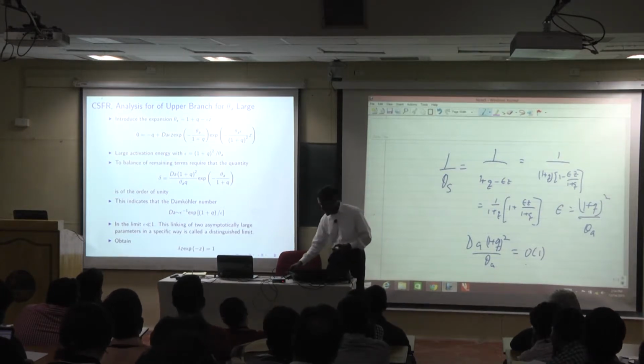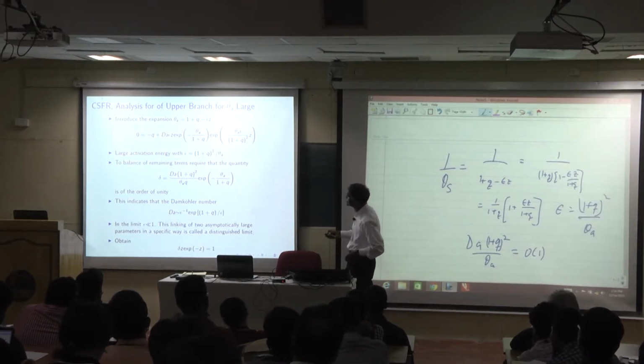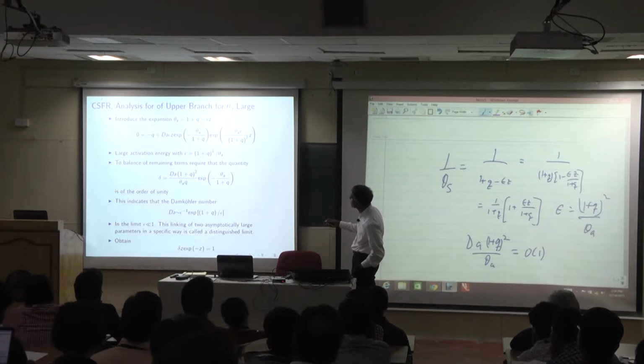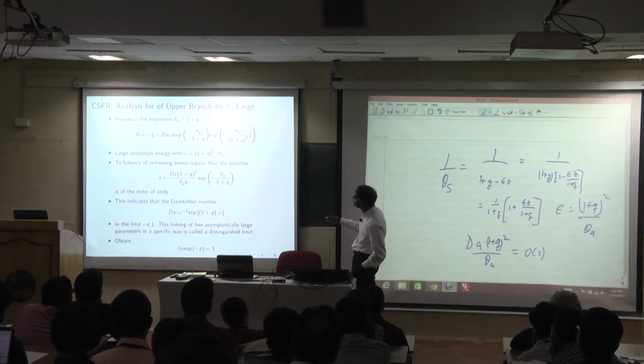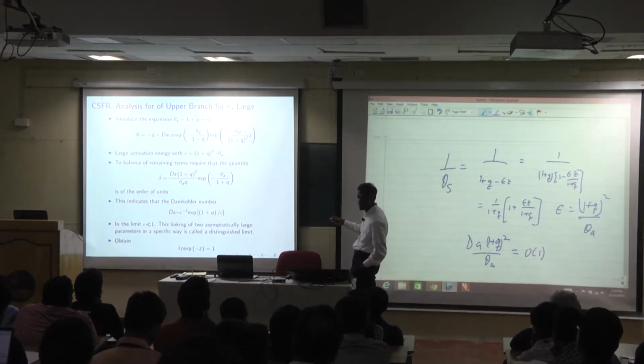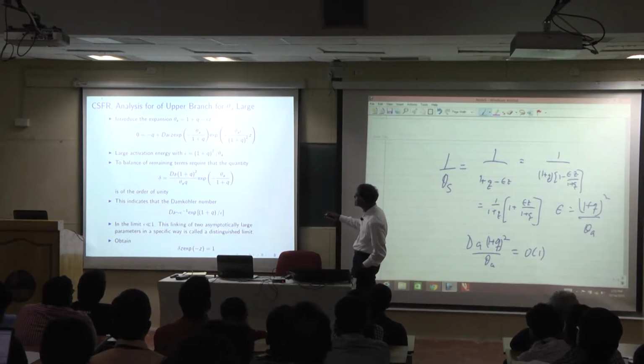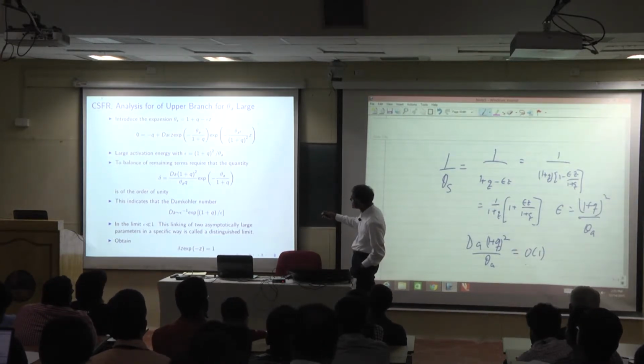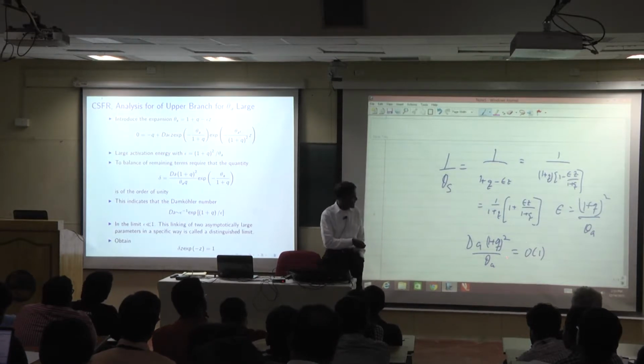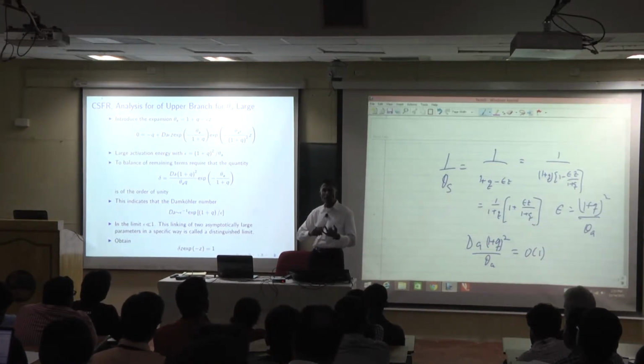Otherwise, if I do not take that to be of order 1, if I take that to be too small, then this term will drop. If I take it to be too large, then of course it cannot balance, because you have too large a quantity being equal to 0. So therefore it's necessary to select this particular expression to be of order 1. So this is both large Damkohler number and large activation energy.